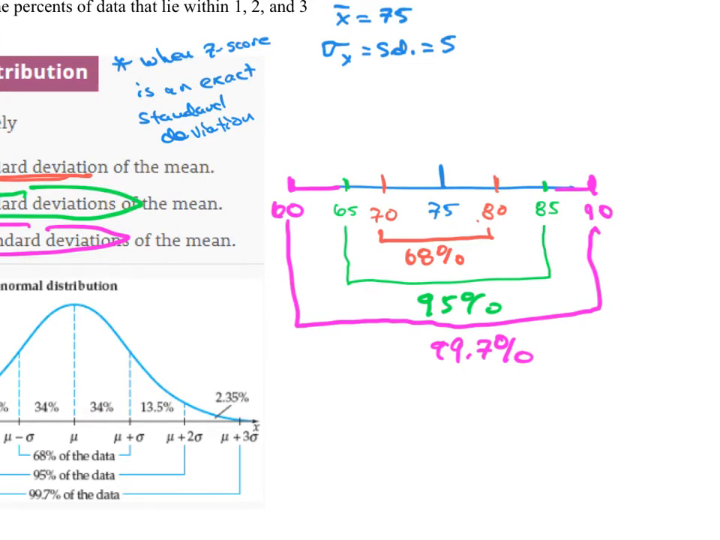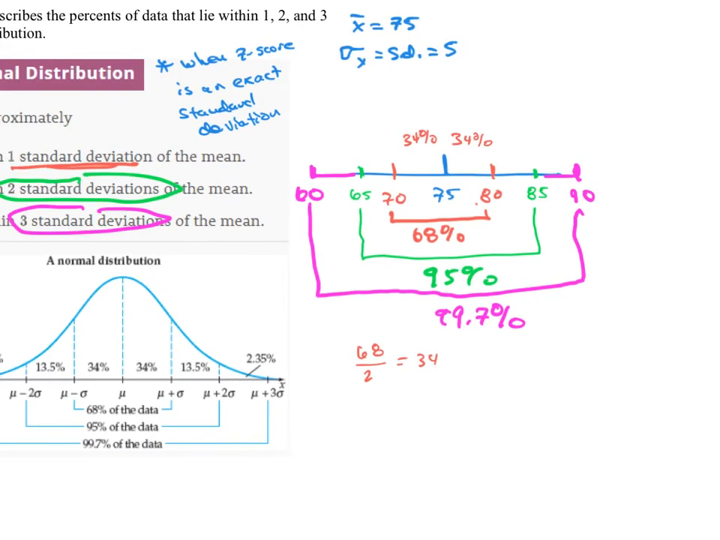So I'm going to go back to the red here, the scores from 70 to 80. And I know that the entire thing of 1 standard deviation is 68%. So what happens if I do 68 divided by 2? Well, 68 divided by 2 is 34. So what does that mean? That means 34%, because it has to be the same on the left and the same on the right, 34% would lie between 70 and 75, and 34% would lie between 75 and 80.